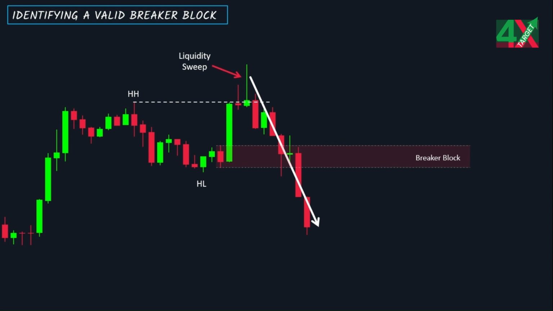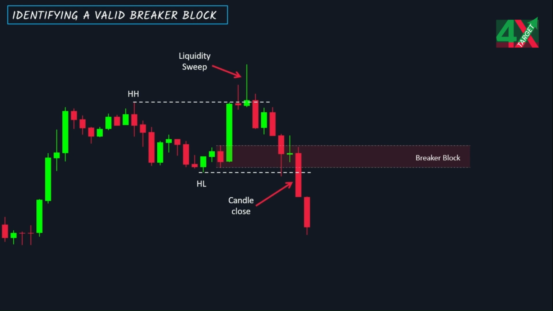The second condition is that once liquidity is taken, price must start to reverse its movements. The third and most critical rule is confirmation through candle close. In a bullish market, a breaker block is only valid when price breaks and closes below the recent swing low. A simple wick or temporary penetration is not sufficient. The market must show commitment. This turns the order block into a breaker block. Similarly, in a bearish market, price must break and close above the recent swing high to confirm a bullish breaker block.